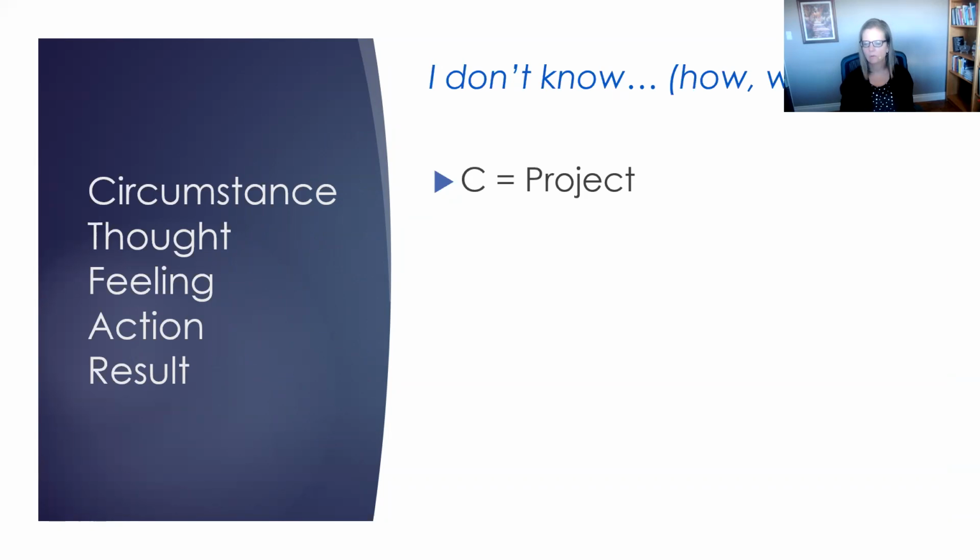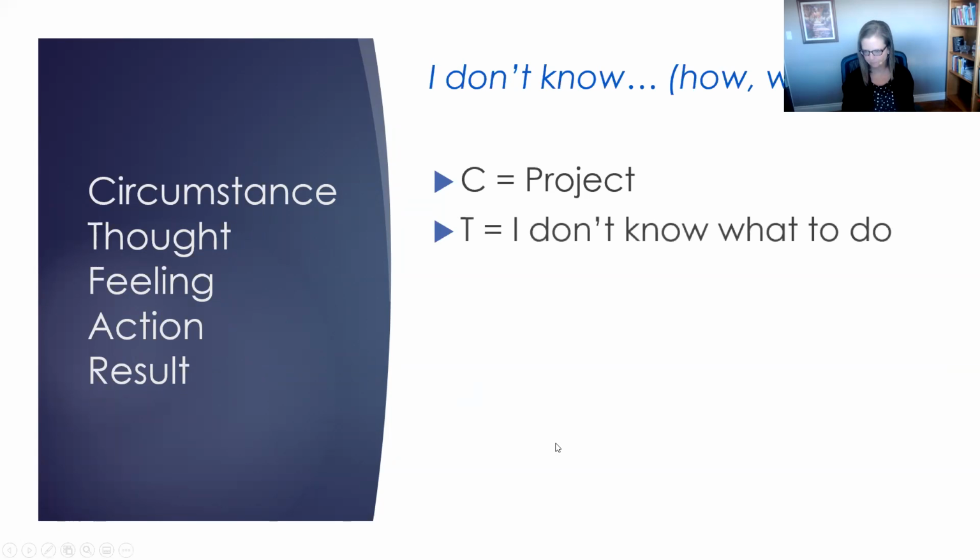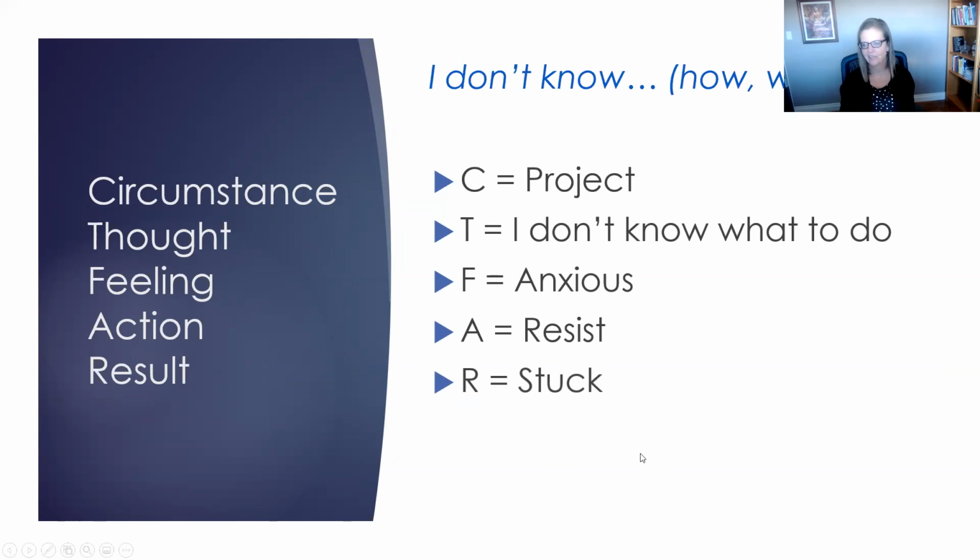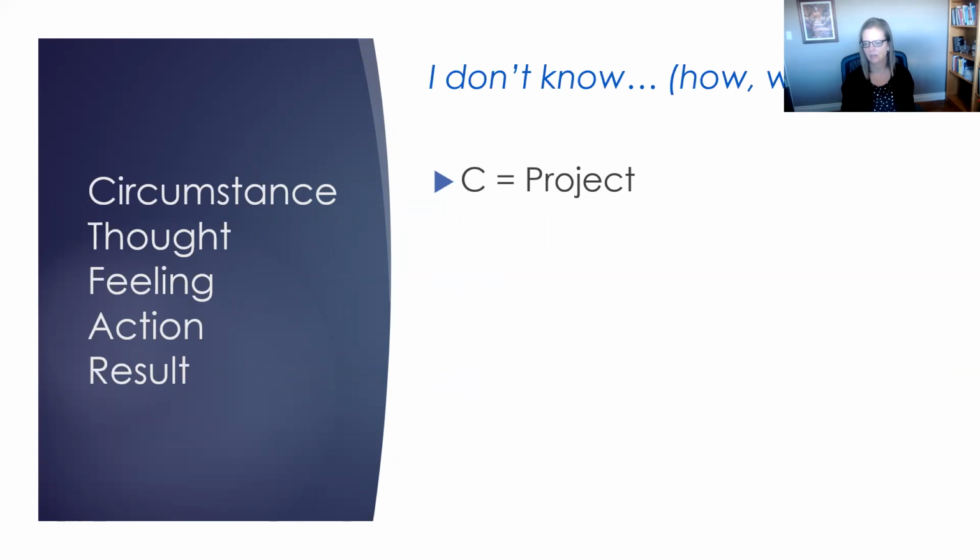So another example that comes up quite frequently is, I don't know how to do this project, or I don't know what to do. And so the thought is, I don't know what to do. The feeling is anxious. The action is resist. And the result is I get stuck. When I tell myself I don't know what to do, I get stuck.